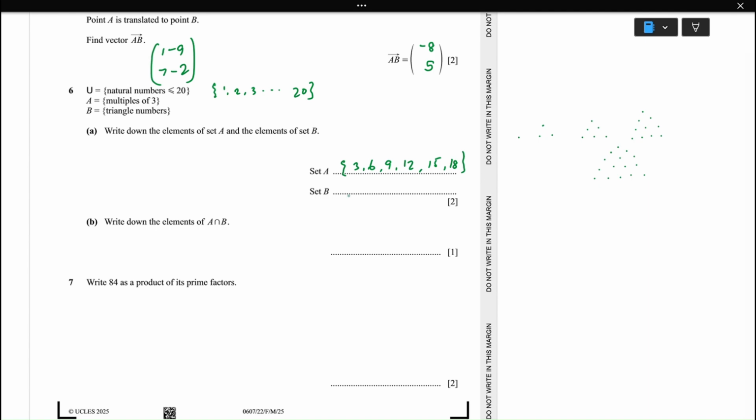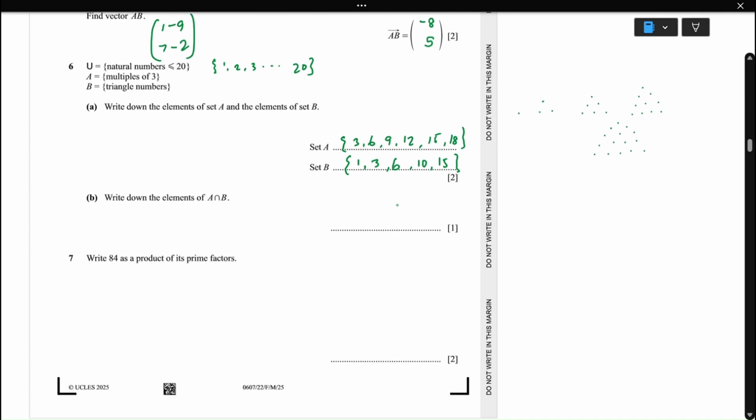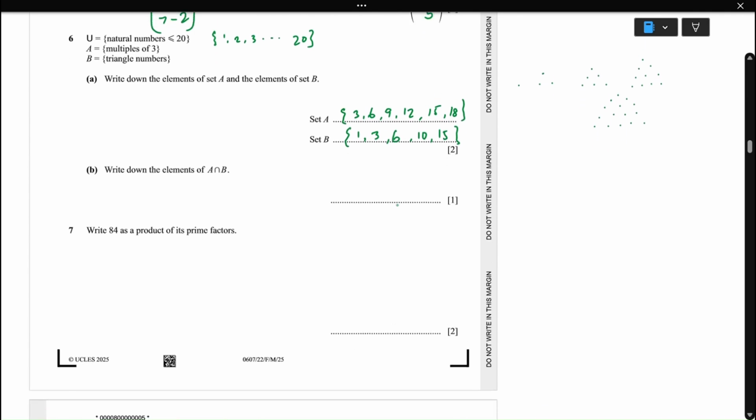So the first triangular number is going to be 1, then the next one is 3, the next one is 6, the next one is 10, the next one adds 5, it's 15, the next one adds 6, it's going to be 21. The next one, 21, is beyond our limit, because the universal set is saying up to 20, so we cannot go beyond this. So set B is only this many numbers.